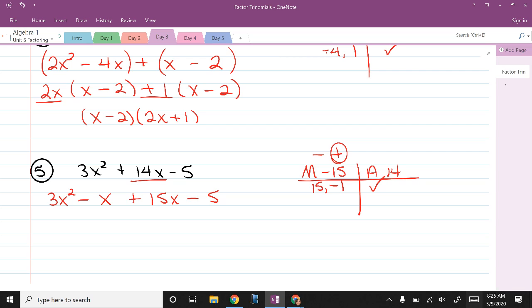And I have 4 terms now, so how do I factor with 4 terms? Factor by grouping. Group the first 2 and the last 2. Now, what's my GCF in my first group? X. I only hear one person talking to me. I need about 24 of you guys talking to me. What times x is 3x squared? 3x. Minus what times x is negative x? 1. Negative 1.